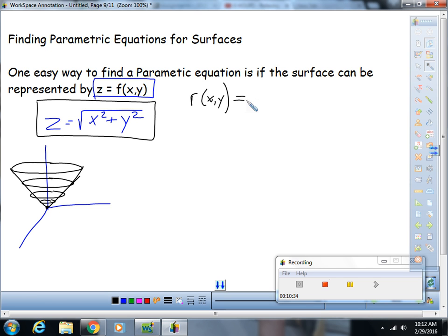And that's going to be, well, just let x equal u. So this is just going to be x. And then let y equal y, or y equal v. So that'll be y. And then here, let z equal f of x comma y. And that would be the parametric surface equation for this elliptic cone.